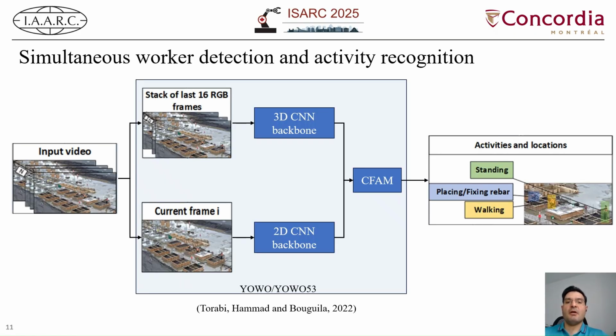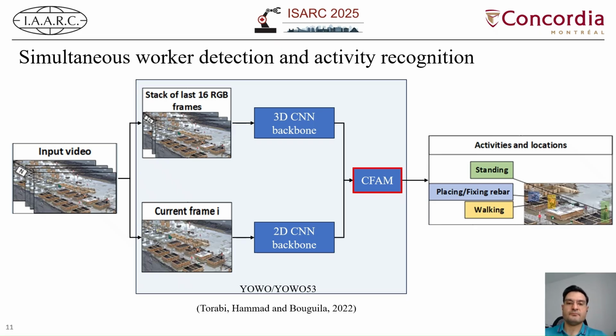So to solve these problems, another one of my colleagues proposed a single-stage construction worker activity recognition method. In this method, they used a 3D CNN network to process the input clip, and they also used a 2D CNN network to process the last frame of that clip to provide more precise localization information. After that, the output of the two networks were fused together using the channel fusion and attention module before producing the final output.